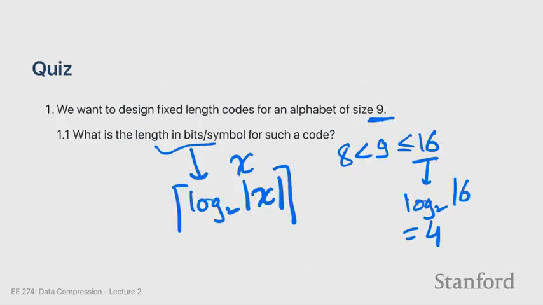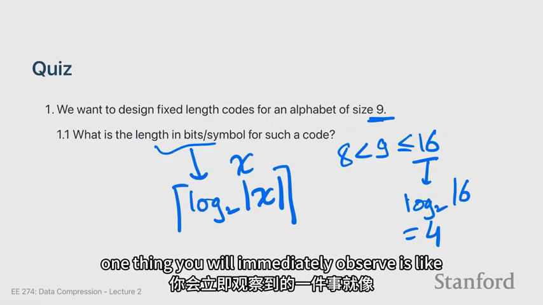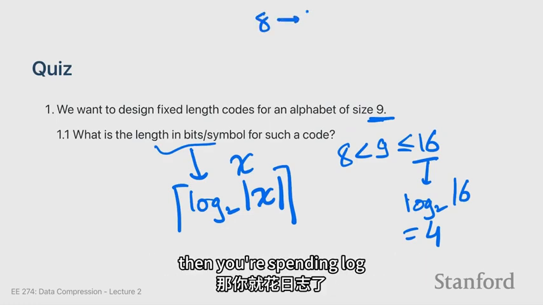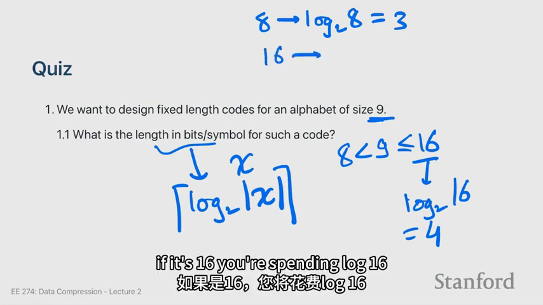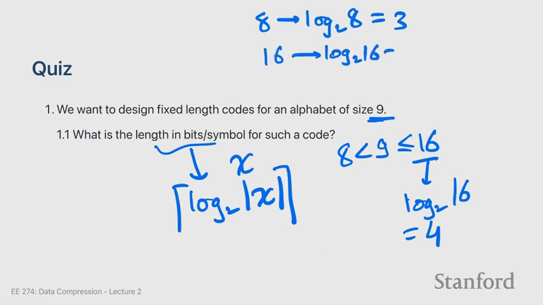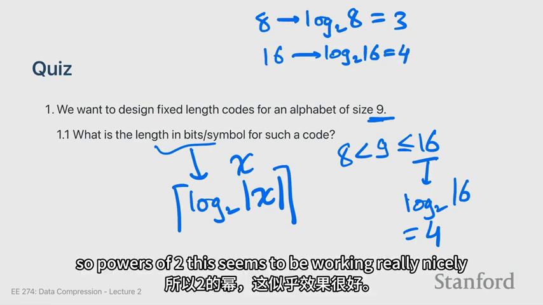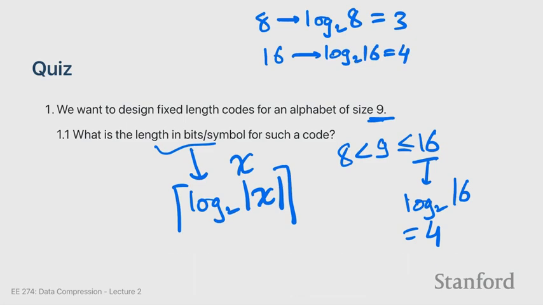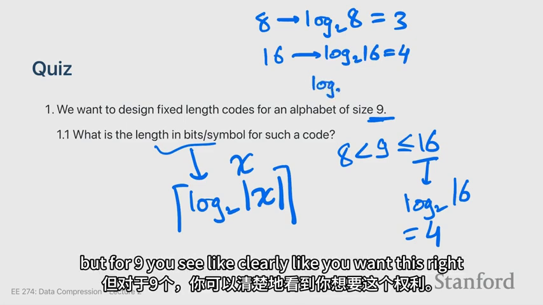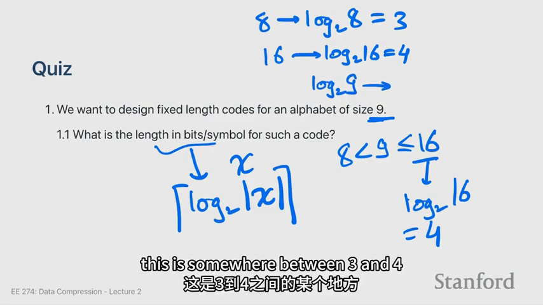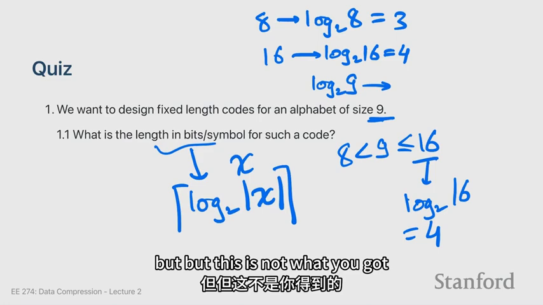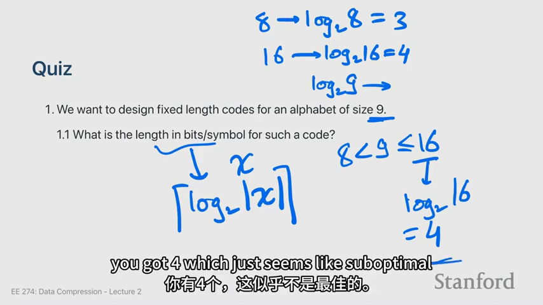Okay, so one thing you will immediately observe is that if your alphabet has size 8, then you're spending log 8 equal to 3, right? If it's 16, you are spending log 16, which is 4. So for powers of 2, this seems to be working really nicely. But for 9, clearly this is what you want, somewhere between 3 and 4. But this is not what you got. You got 4, which just seems suboptimal.